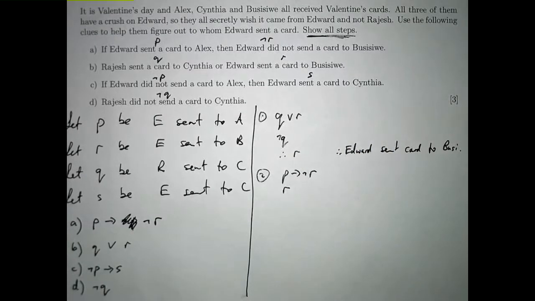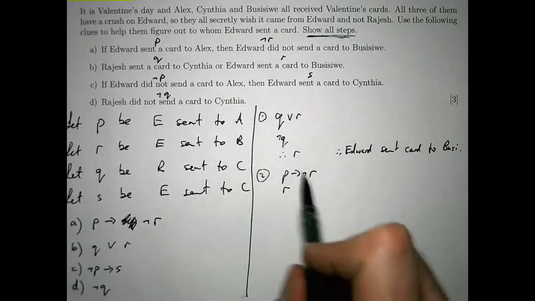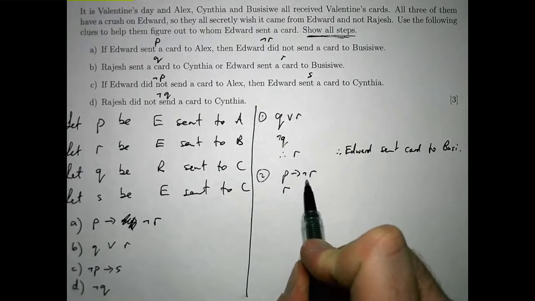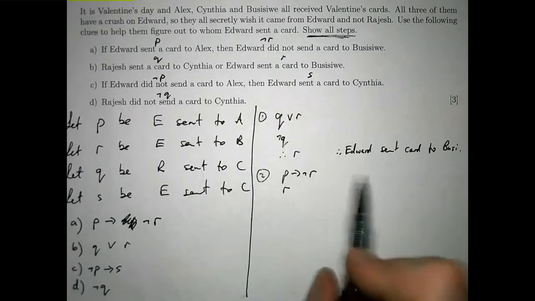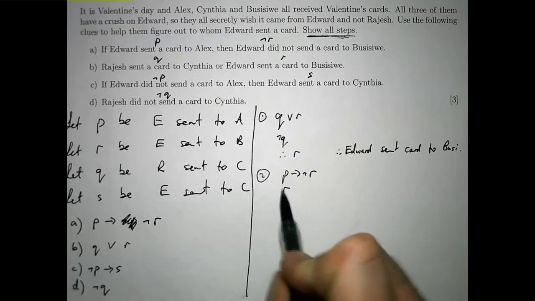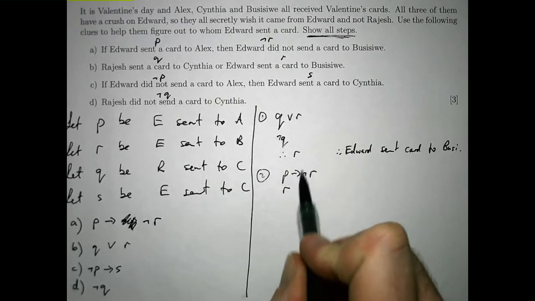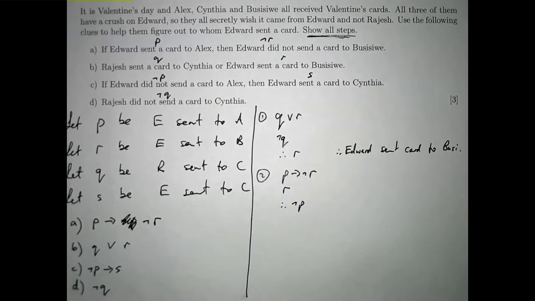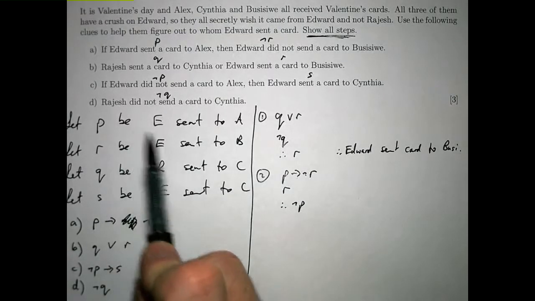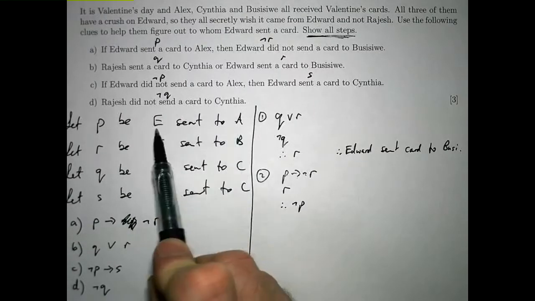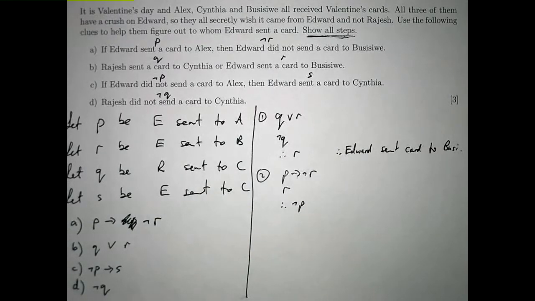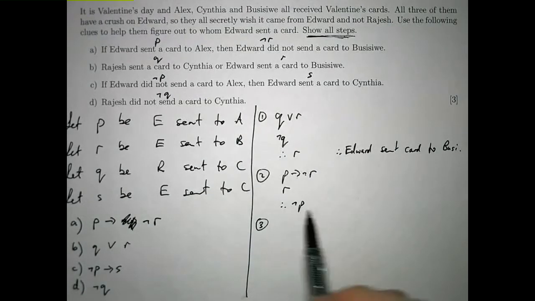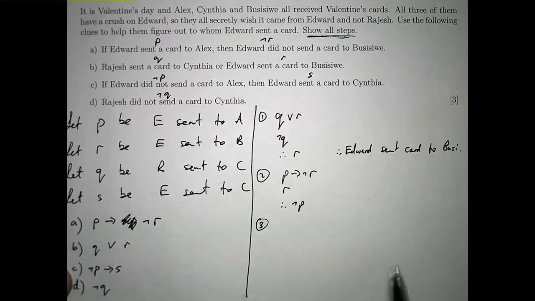And in fact, A here is P implies not R. We also know from part 1 that R is true, and now we're going to use modus tollens. So P implies not R, and we've got R, which contradicts not R. So this here is not true. Therefore we can conclude that P is not true. Therefore, not P. What is P? Well, that's Edward sent a card to Alex. So this is not the case. So we know that Edward did not send a card to Alex. So that's not going to be one of our solutions.